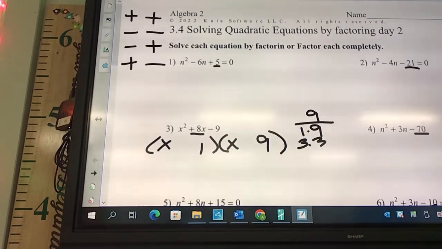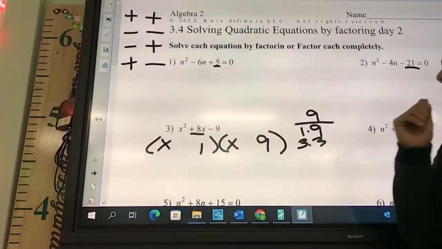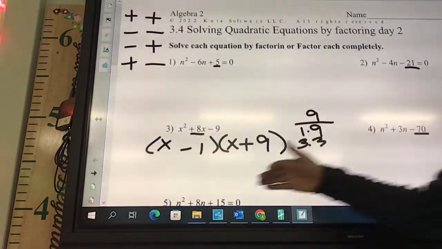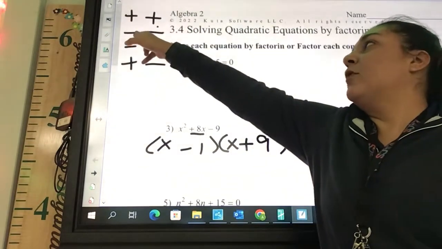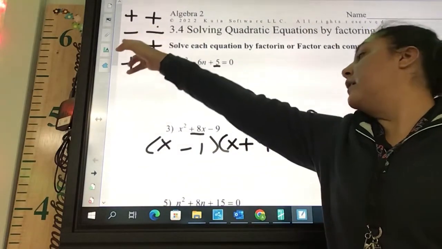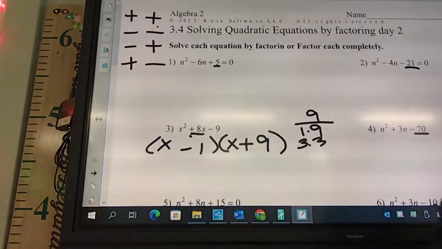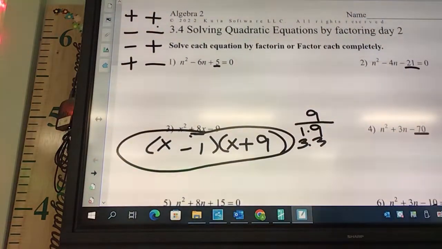Okay, so we need a positive 8. So how can I make that happen? Minus plus. Okay, and you can go through this list and look. Plus 1 plus 9 would give me 10. Minus 1 minus 9 would give me negative 10. Minus 1 plus 9 would give me a positive 8. And so that's how I come up with that. So this is what we did yesterday. This is our actual answer.